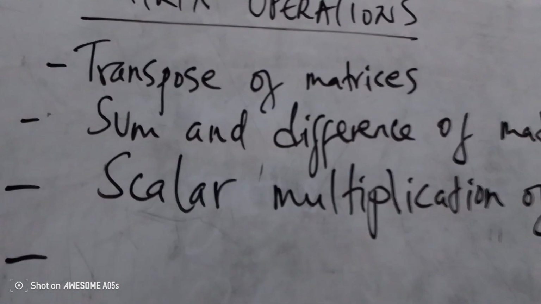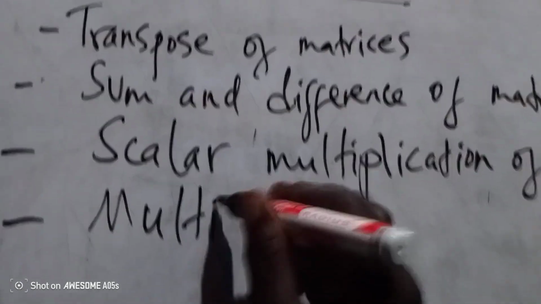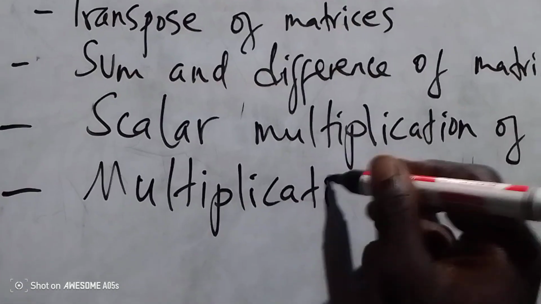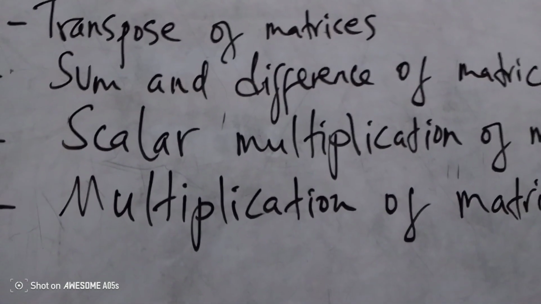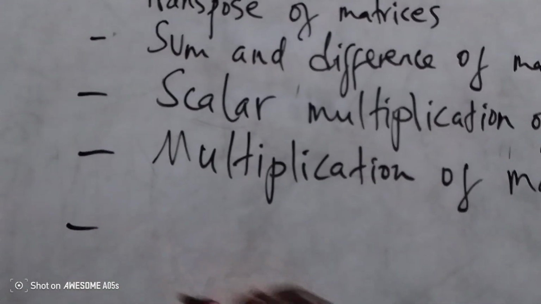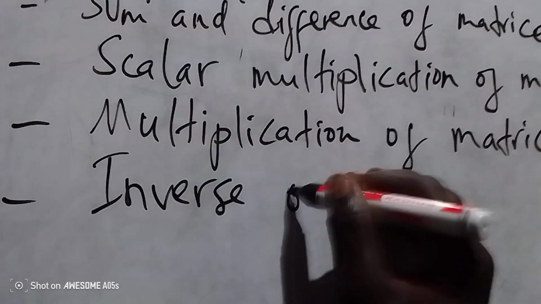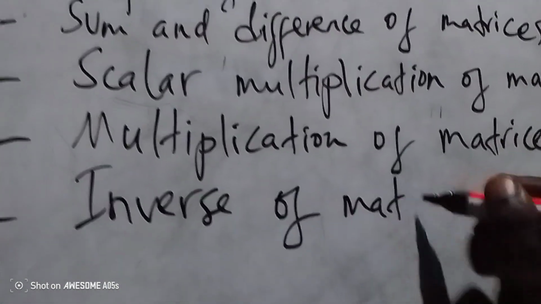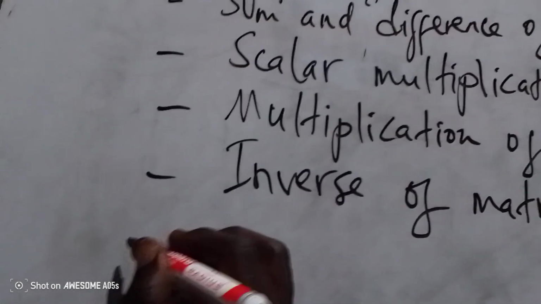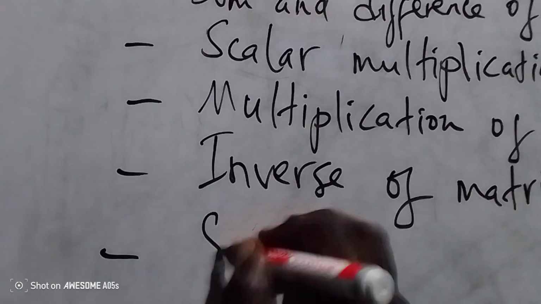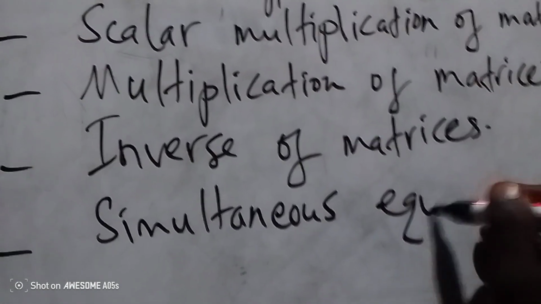Then finally we are talking about multiplication of matrices. Then not also forgetting about inverse of matrices. Inverse of matrices. So the inverse of matrices is also what is going to bring about simultaneous equations.